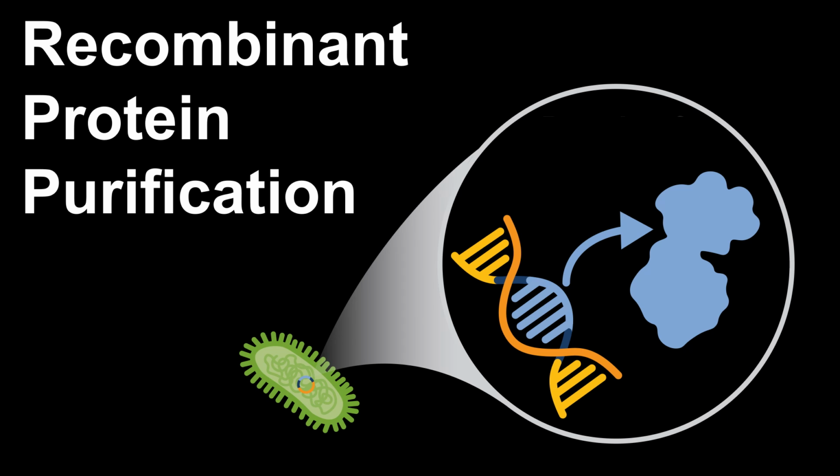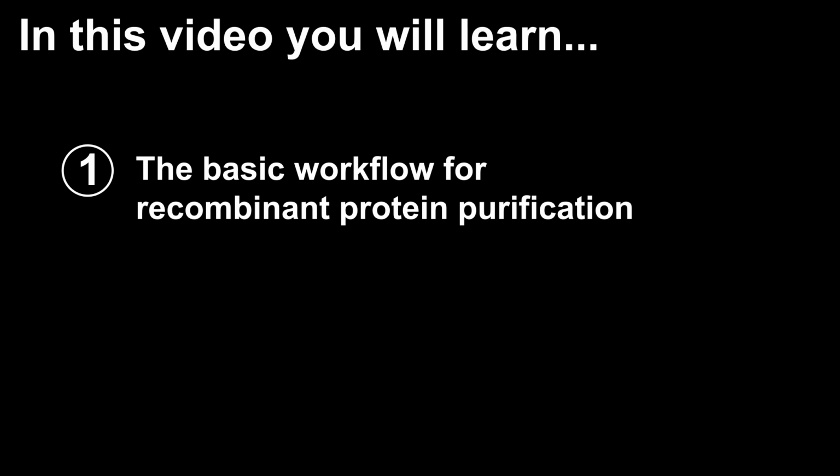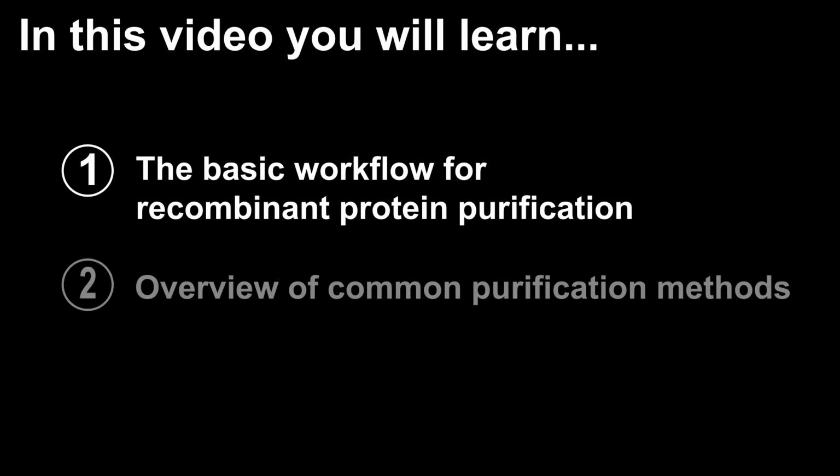Recombinant protein purification is a common method used by biochemists to isolate and purify a specific protein of interest. In the following video, you will learn the basic steps involved in recombinant protein purification and be provided with an overview of common purification methods used during the process.